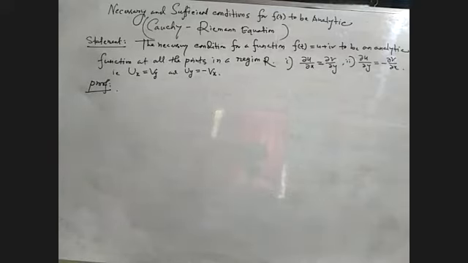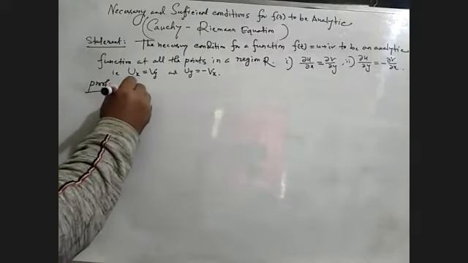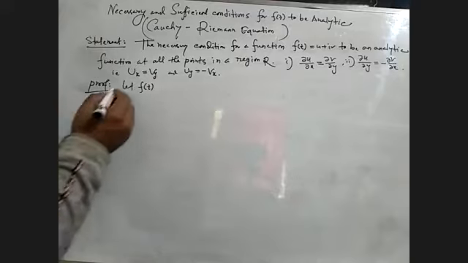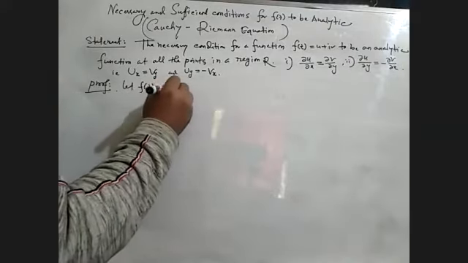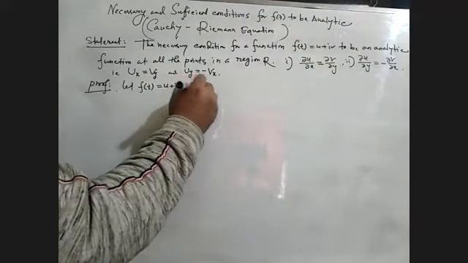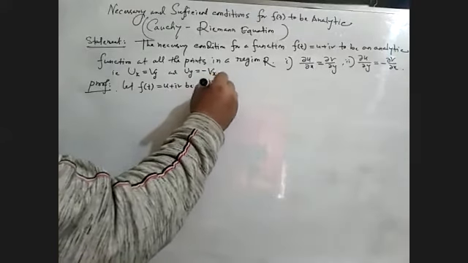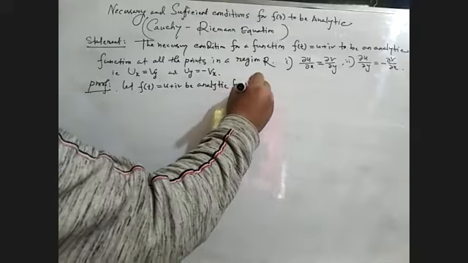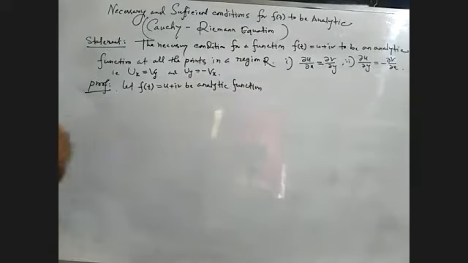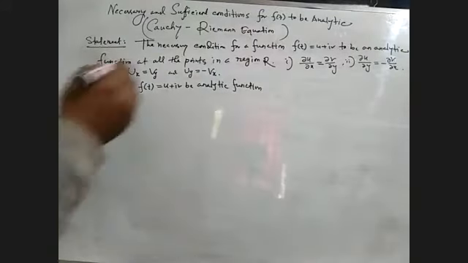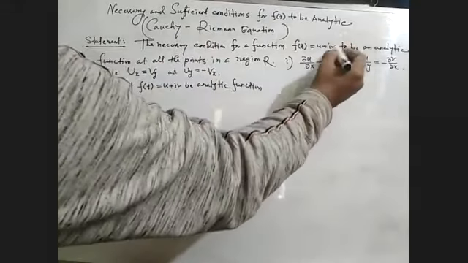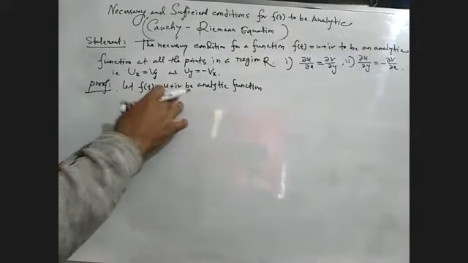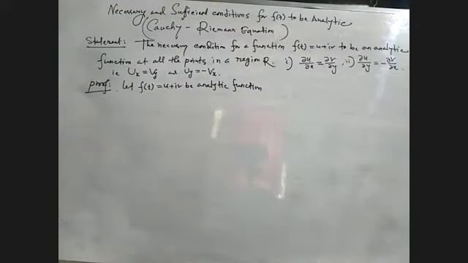Now prove, let f of z equals u plus iv be an analytic function. The given function is analytic. Remember it, this is the given function and given condition.